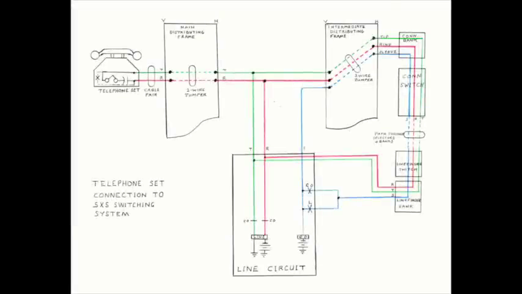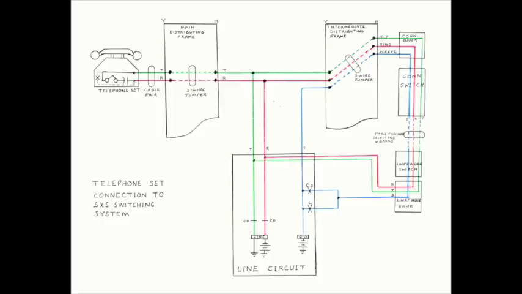This is a diagram showing how the telephone set connects to the step-by-step equipment in the central office. The connector switch interacts with both the telephone set and the line circuit. So to fully describe the connector operation, it is necessary to have a good understanding of this diagram.